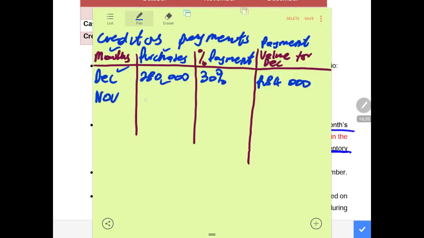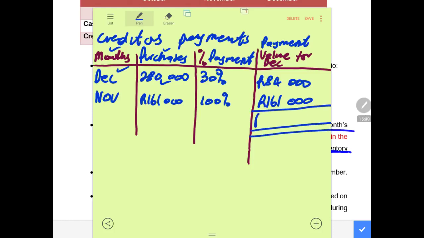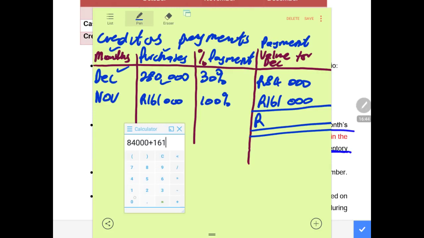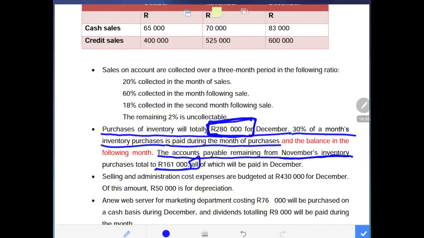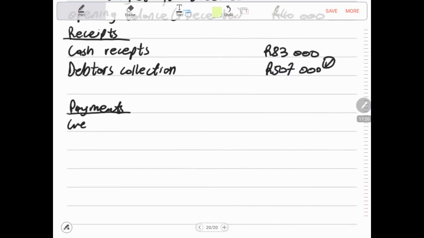So now the month is November. The amount is 161,000. The percentage payment will be 100%, obviously, because they said all will be paid in the month of December. So the full amount of 161,000 will be paid in December. Now I can add the 84,000 plus 161,000. This will give me 245,000 rands, and this will be my payments to the creditors. Then we go to the payments and record creditors' payments, which is 245,000 rands. This 245,000 is the payment to my creditors.